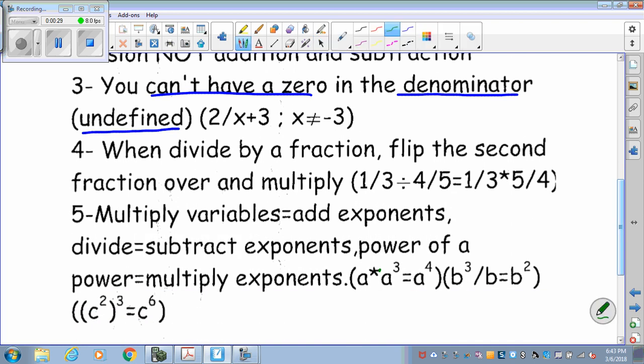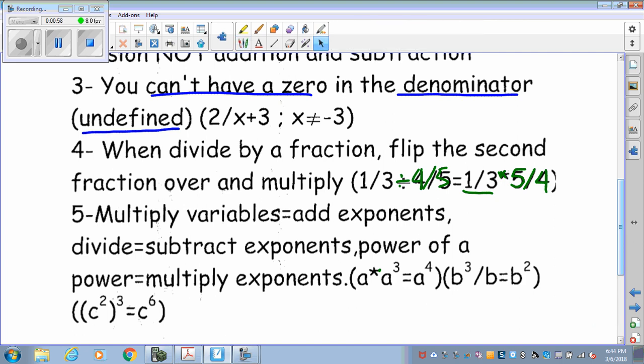All right, so here's your example. If I have 1/3 divided by 4/5, what I'm going to do is keep the 1/3 the same. The first number stays the same, but you're going to multiply by the reciprocal of the second number. So 4/5 becomes 5/4, and then I would multiply.